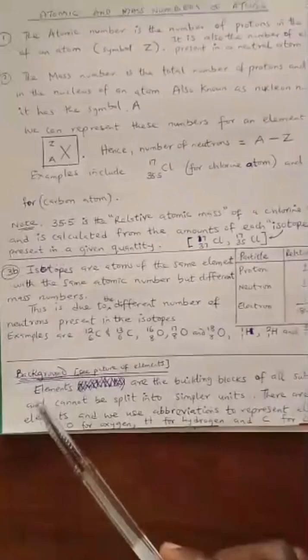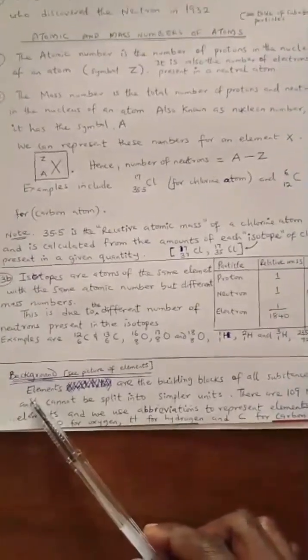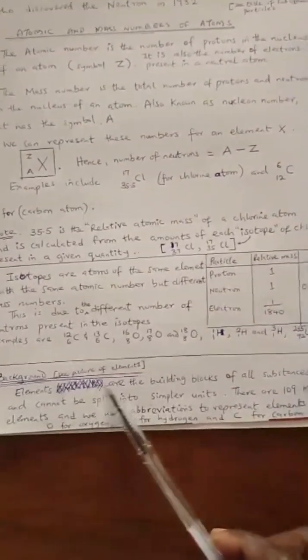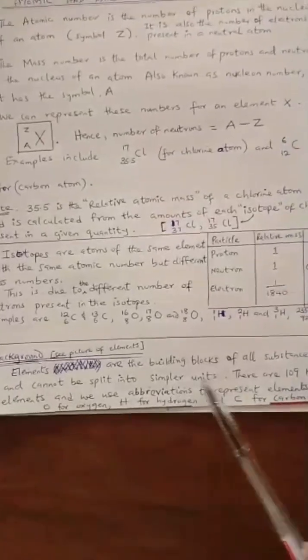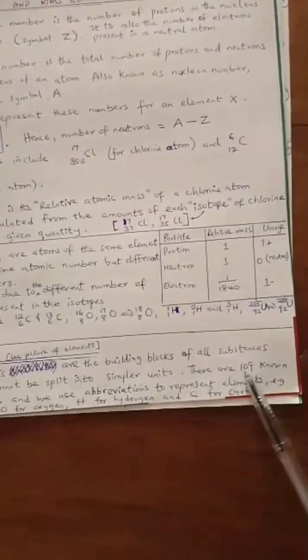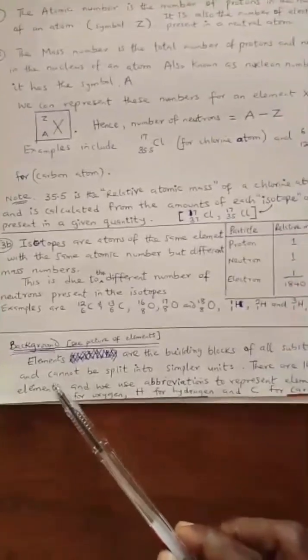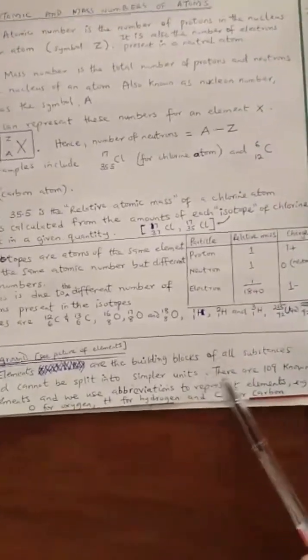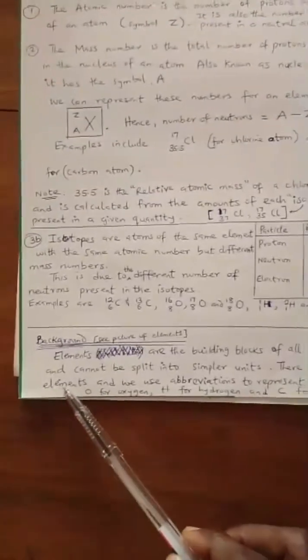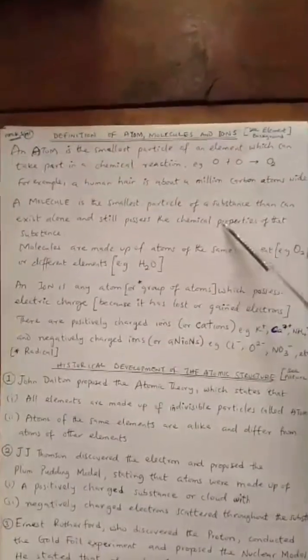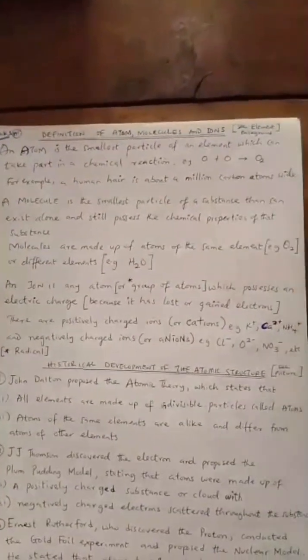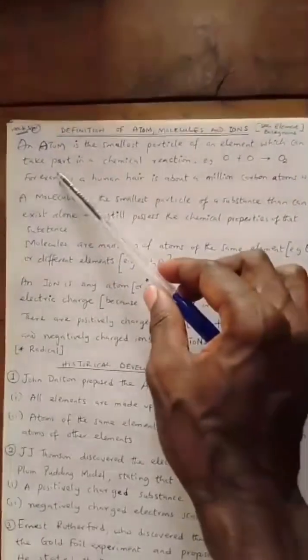So what's an element? Okay, you must know that, you must have an idea. Elements are the building blocks of all substances and cannot be split into simpler units. There are 109 known elements, as at the time of your textbook. Of course, there are more than that by now, but there are 109 known elements, and we use abbreviations to represent elements. All right, so now we know what an element is. They are just basic.